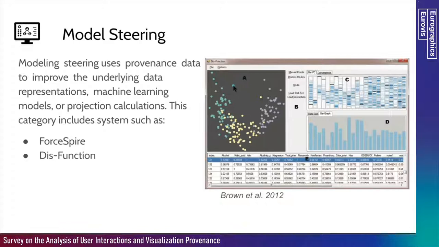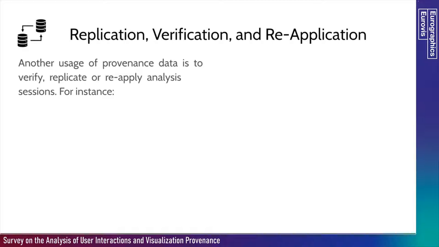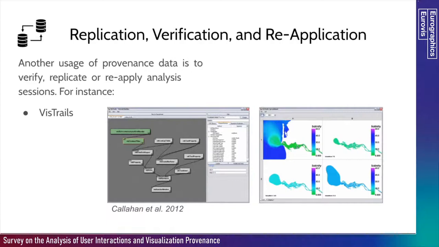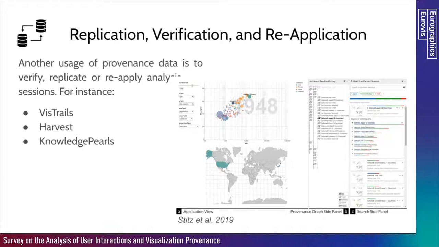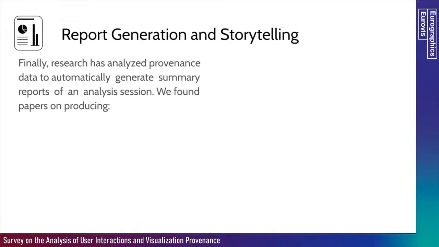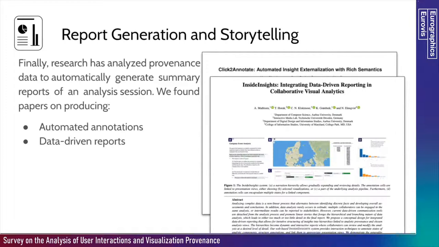We found a series of work aimed at replication, verification, and reapplication. For instance, with VisTrails, an analyst can create, edit, and compare provenance data flows. Harvest recommends notes and relevant views based on previous analyses. Knowledge Pearls allows users to rank and retrieve previous visualization states. Finally, researchers have analyzed provenance data with the goal of report generation and storytelling. We found papers on producing automated annotations, data-driven reports, and summary insights.